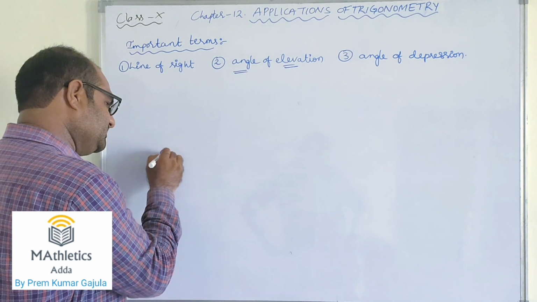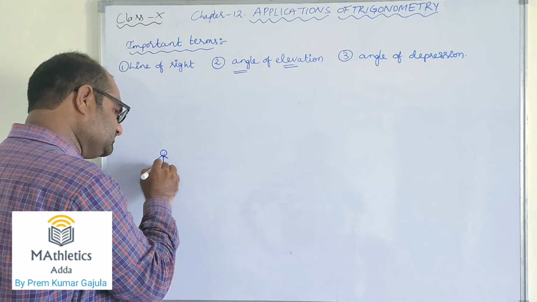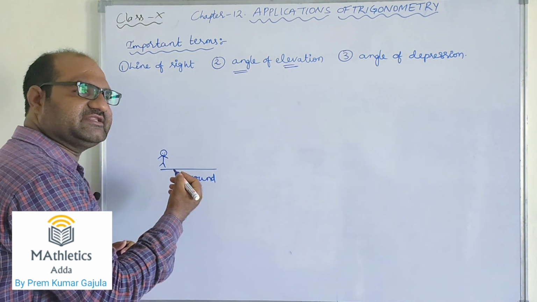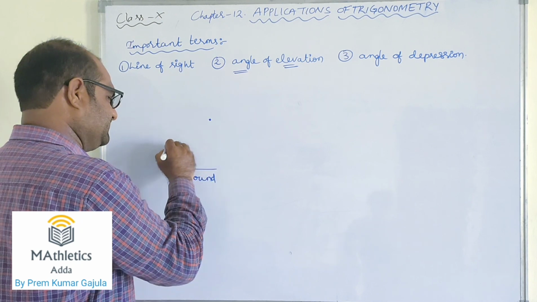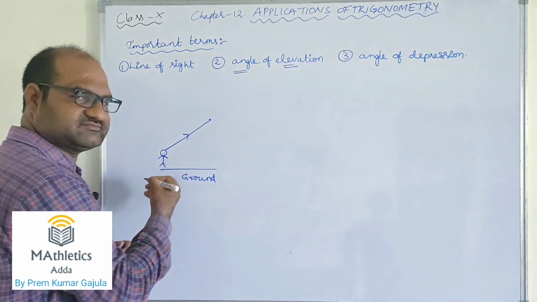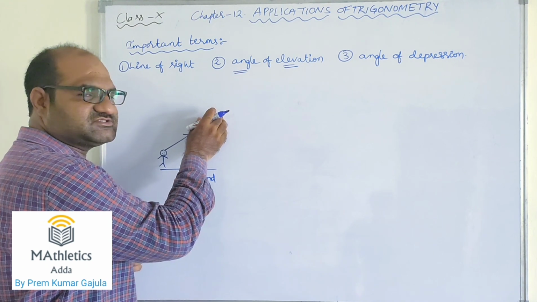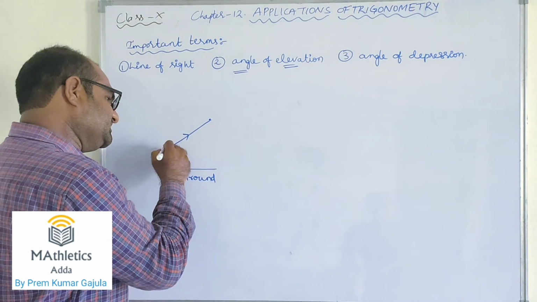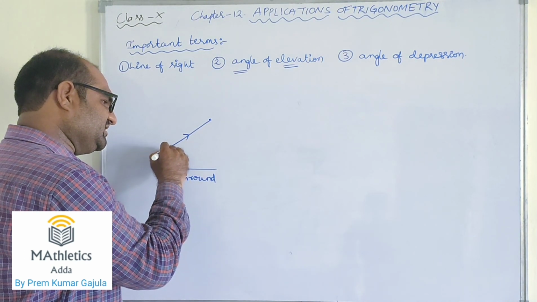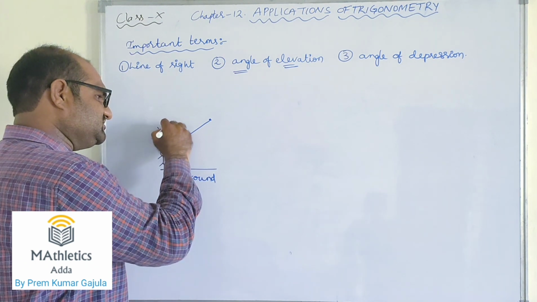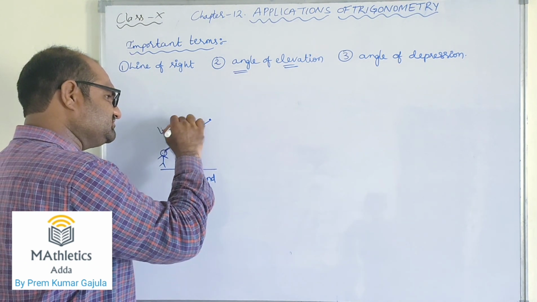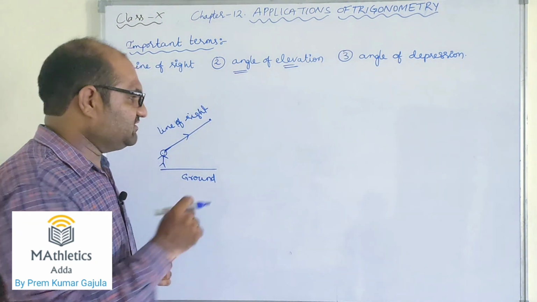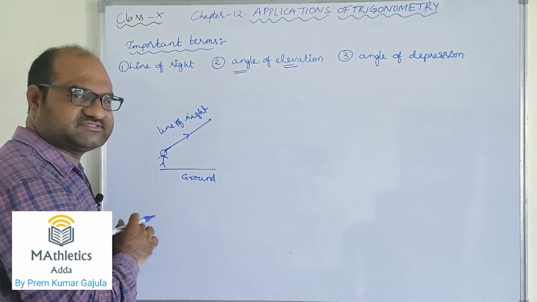For example, let us suppose that an observer is standing on the ground and he is looking at an object which is in the air. For example, he is looking at the object in the upward direction. If the object is here, he has to look in the upward direction. If the object is downward, then he has to look downward. The line which is joining his eye and the object is usually called the line of sight. What is the line of sight? The line joining the observer's eye and the object is called the line of sight.